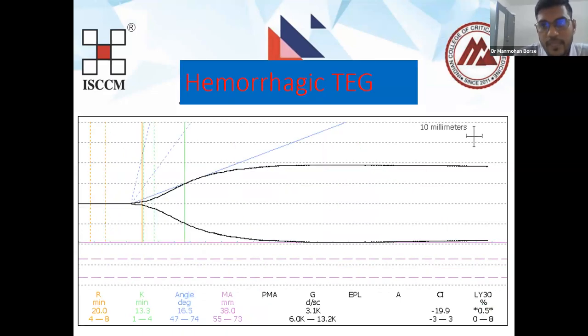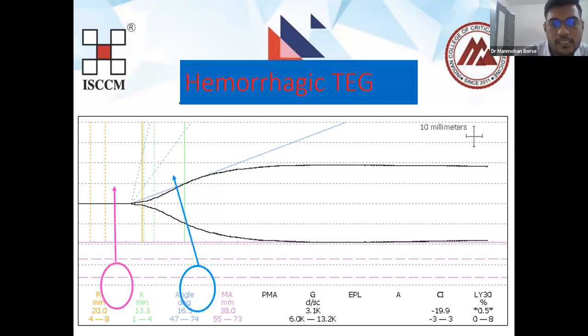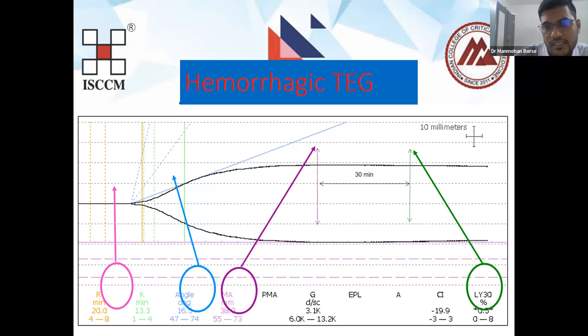In the hemorrhagic TEG, there is a prolongation of R time. Okay. There is a prolongation of K time. And you can see the alpha angle, there is a narrowing. The alpha angle is quite low, it is just 16.5 degrees. The maximum amplitude is also low. The normal is between 50 to 70, here it is just 30. Okay. So yes, we can see the R and K prolonged, alpha angle and maximum amplitude low. The lysis is okay, but it's more of a hemorrhagic TEG.